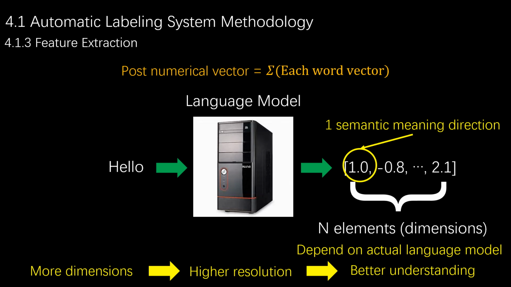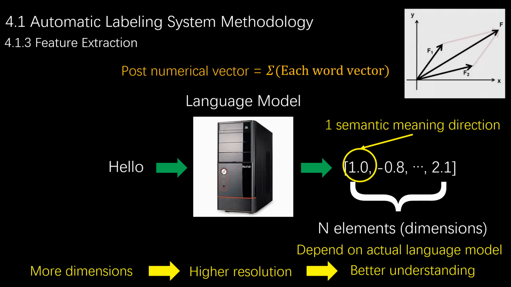After getting the numerical vector of each word, we sum them up and get the numerical vector of the whole post. This is reasonable if we think about the meaning of vector summation. Since each element indicates the significance of the semantic meaning of the word in one direction, the semantic meaning of the whole post in one direction can be represented by the semantic meaning of all words in that direction.